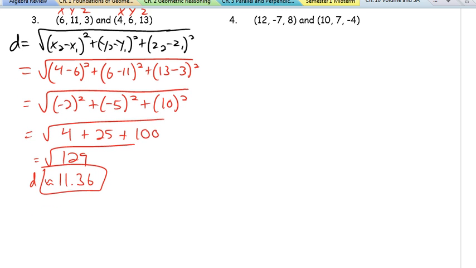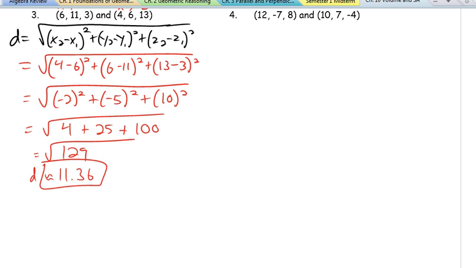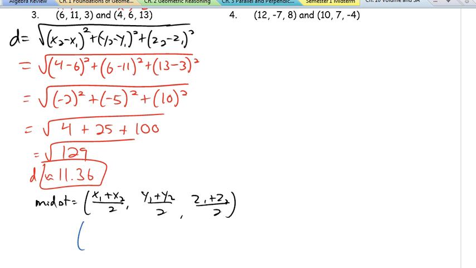Midpoint, just like we did before, same idea. Our midpoint is going to come from a little easier formula. You're going to have x1 plus x2 all over 2, y1 plus y2 all over 2, and z1 plus z2 all over 2. You're finding the averages of all those points. So I'm going to do this same idea again. And we have 6 plus 4 divided by 2, 11 plus 6 divided by 2, 3 plus 13 divided by 2.